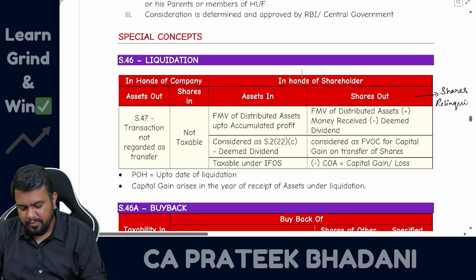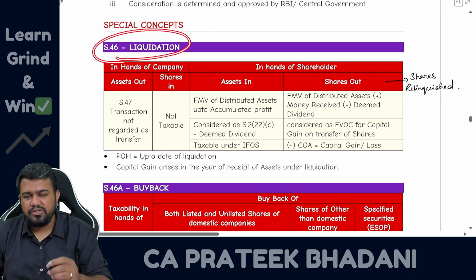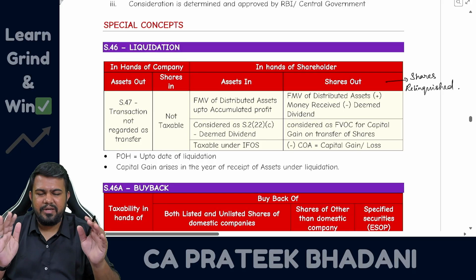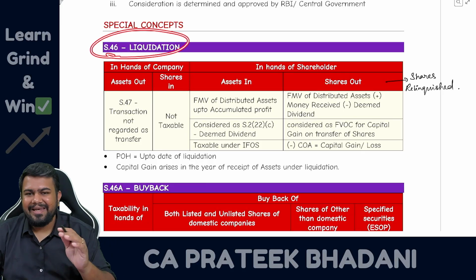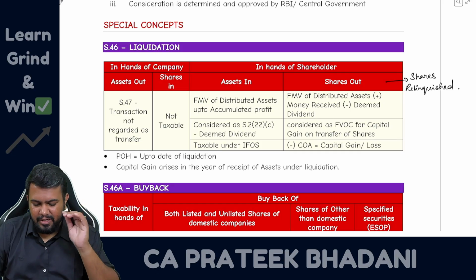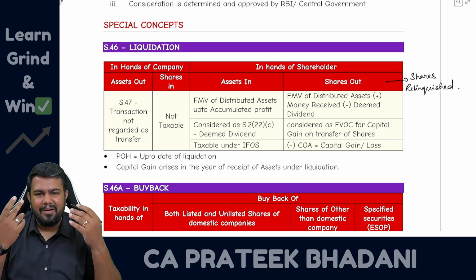Now let's talk about liquidation. So the exceptions to charging section are over. Now we are going to all the other special concepts. Firstly, we are discussing liquidation. Section 46 talks about liquidation. Liquidation means what? The company is closing down.